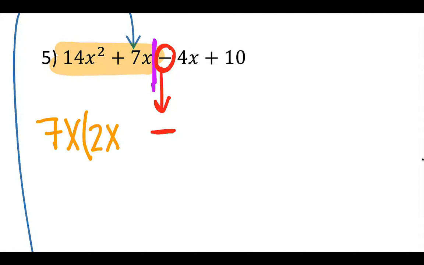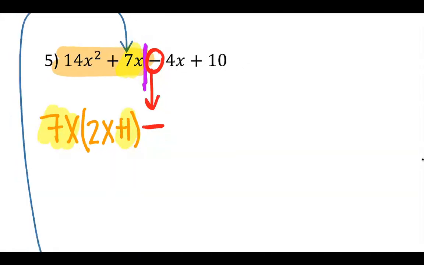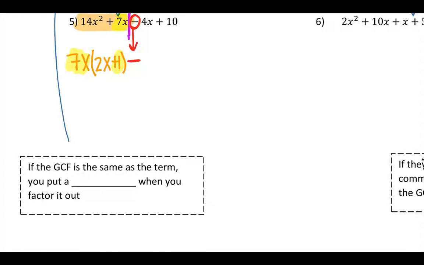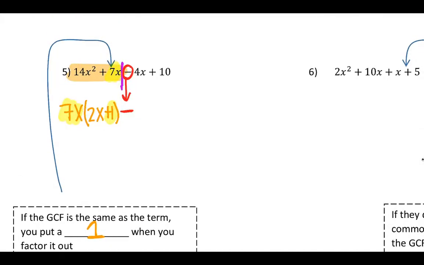Now, notice there's nothing there. I mean, 7x times what gives me 7x? 1, right? So again, if these two things, 7x and 7x, end up being the same thing, you're going to automatically put a 1 there. So that's what that's saying down here. If the GCF is the same as the term, you're going to put a 1 when you factor it out. So that's all that's saying, and that's what I highlighted in yellow.